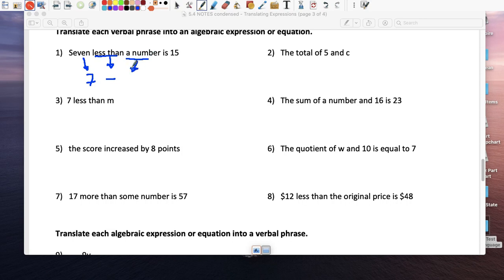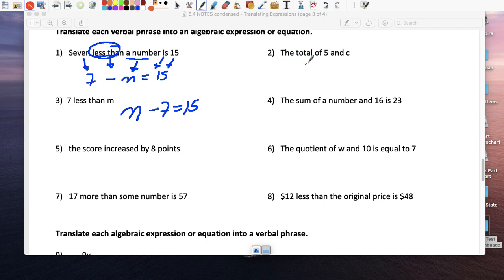A number that we don't know is n. Is equal, and 15 is 15. We're not done because it's the word less than, so we have to do a little switch. So we're going to get n minus 7 equals 15. So the n and 7 switch positions.